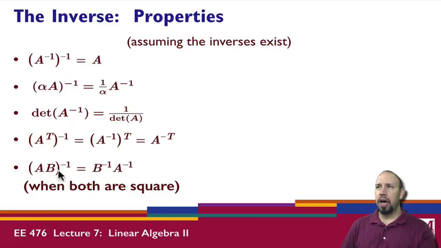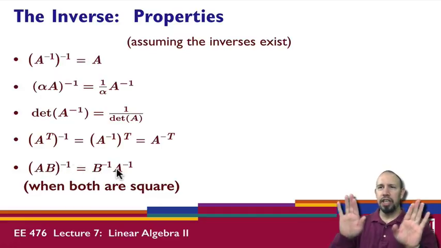If I have a matrix product where both of these matrices A and B are invertible, and I take the inverse of that product, I get the product of the inverses in the opposite order.